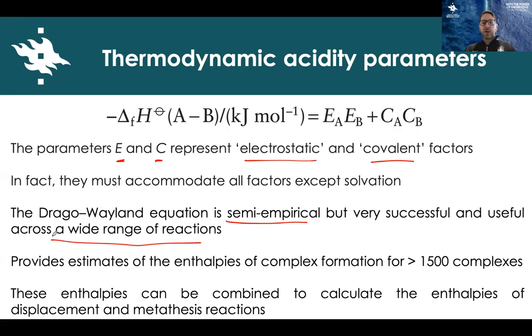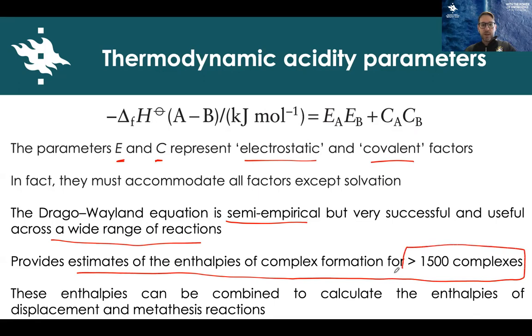And there are a lot of tables for these electrostatic and covalent parameters for different species. So that can be useful to do these predictions. And these can provide estimates of enthalpies of complex formation for over 1,500 complexes, and these enthalpies can be combined together to calculate enthalpies for displacement and metathesis reactions as well.